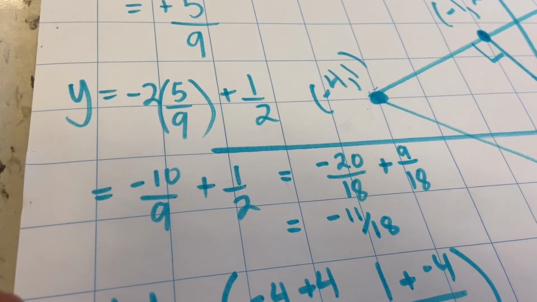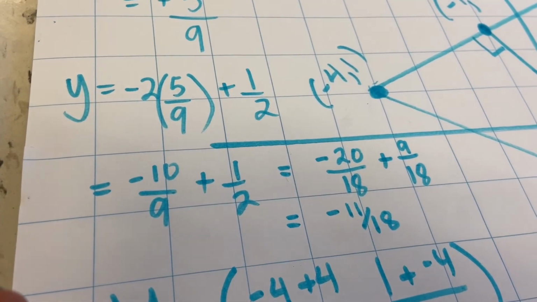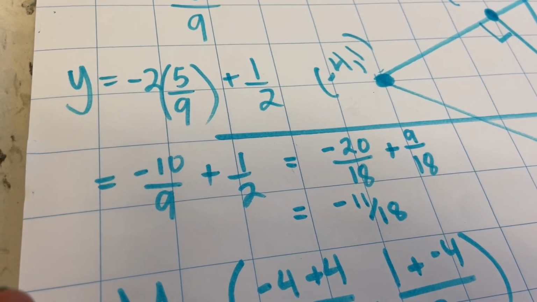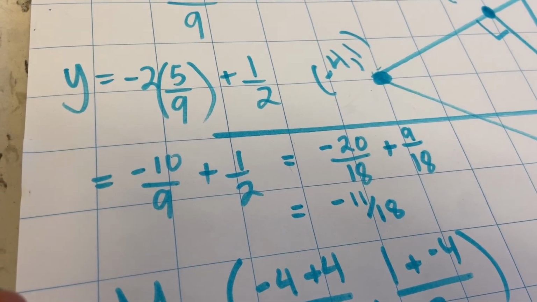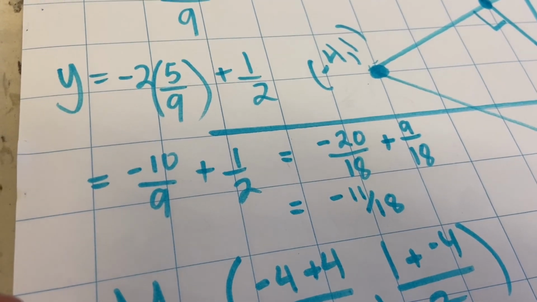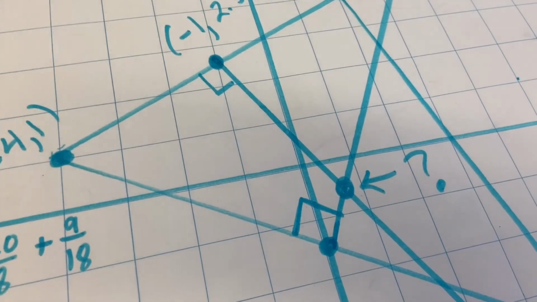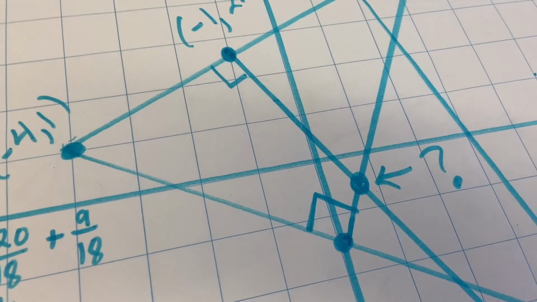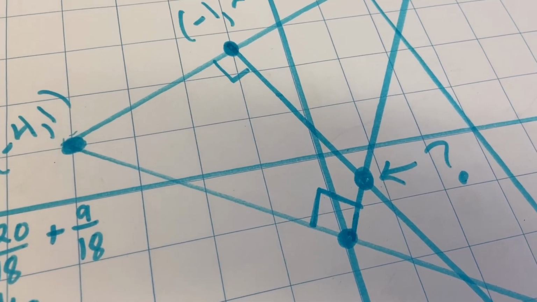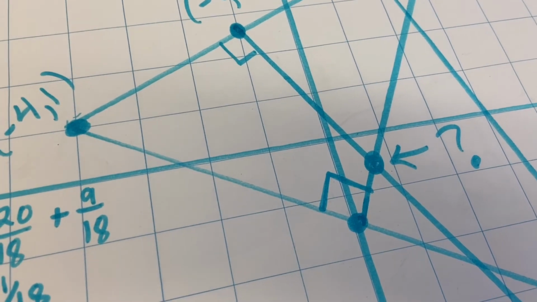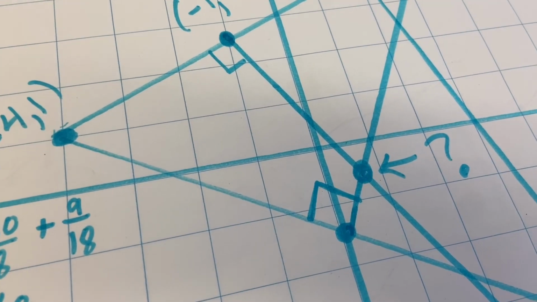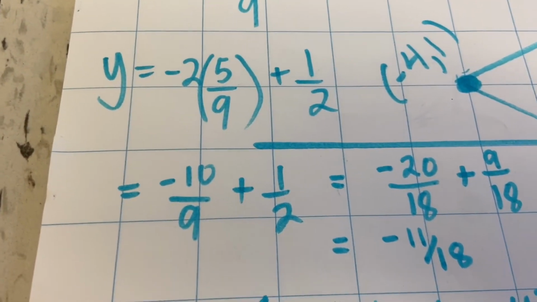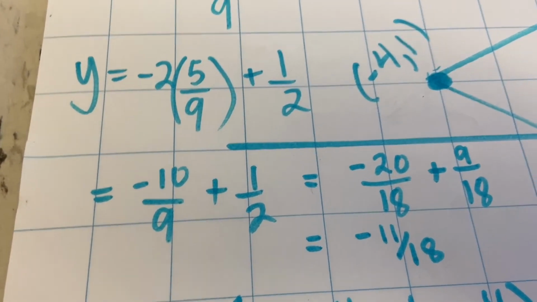I've entered the x into the equation, and I've gotten that y is equal to negative 11 over 18, which again makes sense. That's also like negative 0.6 or something like that. Again, we can see that our dot is not all the way down to negative 1, somewhere not that low, so negative 11 over 18 makes total sense. And that, my friends, this x and this y together in a coordinate, that would be the circumcenter.